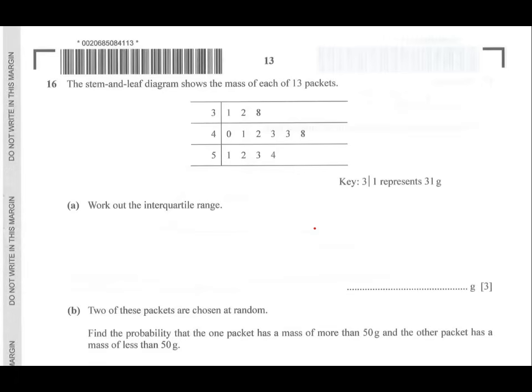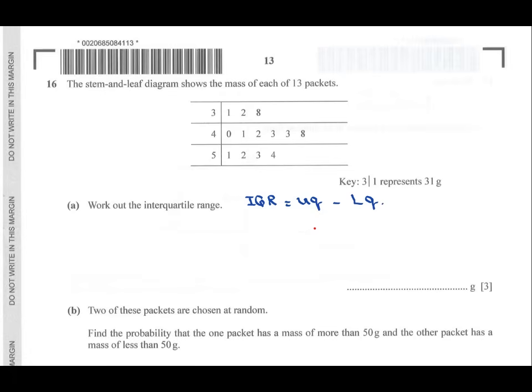Question 16. A stem and leaf diagram shows the mass of 13 buckets. Work out the interquartile range. To find the interquartile range, we have to find the lower quartile and the upper quartile and subtract them from each other. The interquartile range is equal to the upper quartile minus the lower quartile.